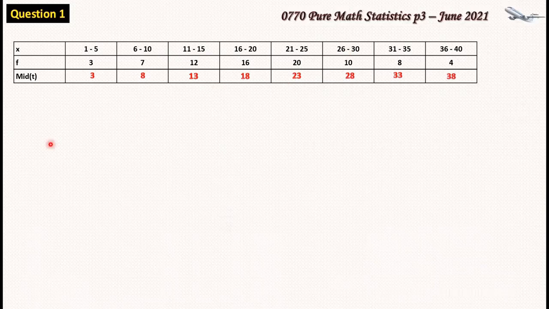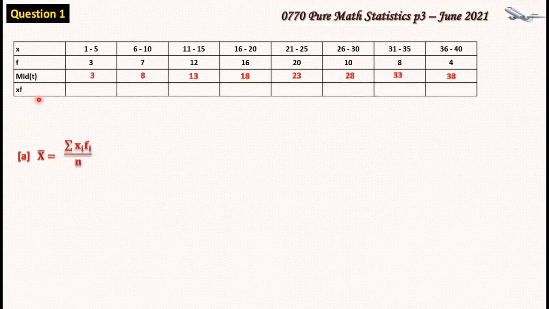Now, we know that the formula for the mean is the statistic times its frequency, right? So x bar is equal to the summation of each of the statistics times its frequency, divided by the sum of frequency n. So we can add another part to this table where you have xf, the statistic times its frequency. So we will have 3 times its frequency, that's 9. 7 times 8 is 56. 12 times 13, 156. 16 times 18, 288. 20 times 23 is 460. 10 times 28 is 380. 8 times 33 is 264. And 4 times 38 gives 152.